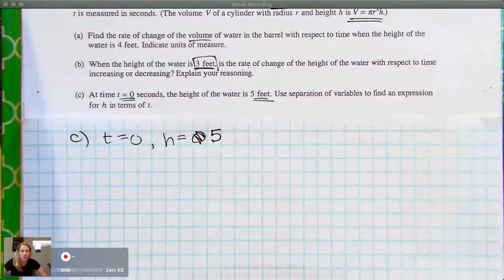So use separation of variables to find an expression. I'm not sure how you're going to answer this on chat, but any ideas on how to get started on this?